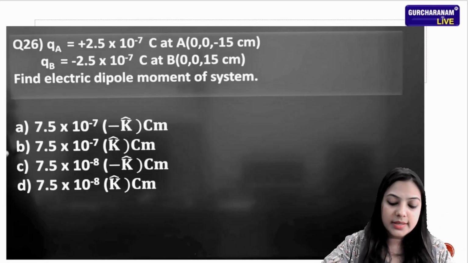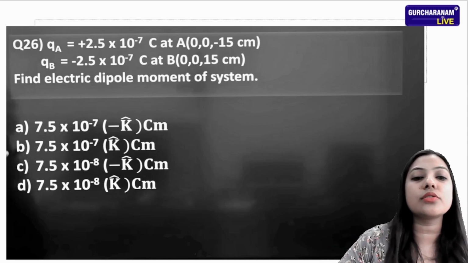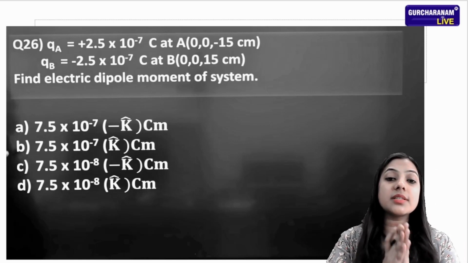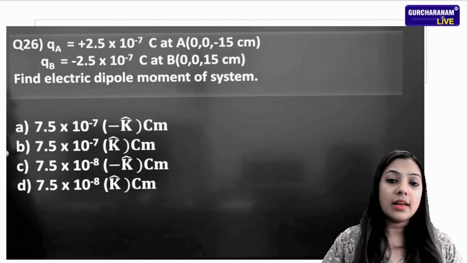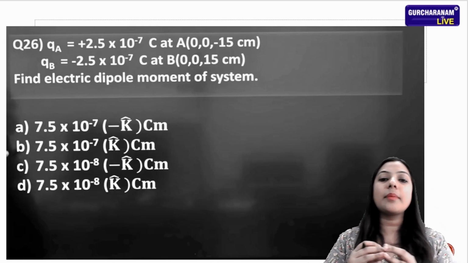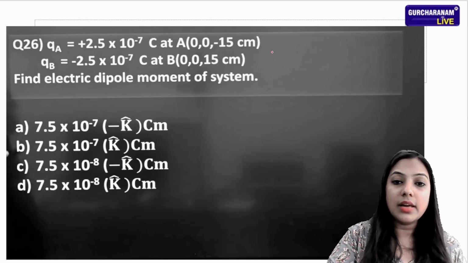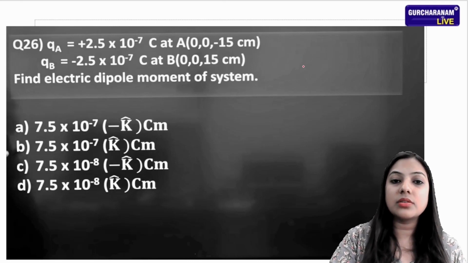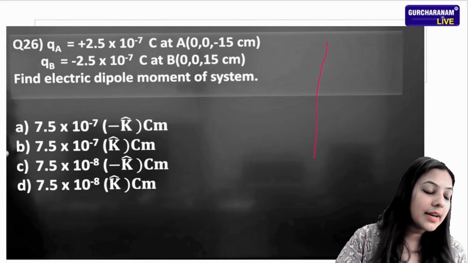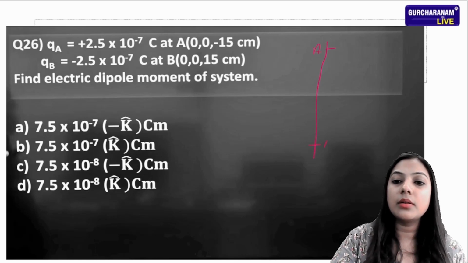Next, question number 26. There are two charges, QA and QB, given in the question. QA is the charge at A and QB is the charge at B. We have to find the electric dipole moment of the system. So this is the electric dipole, and there are 2 points on the electric dipole, A and B.